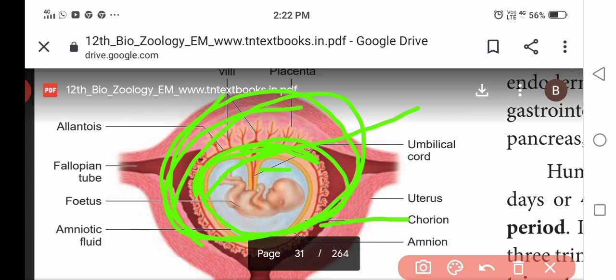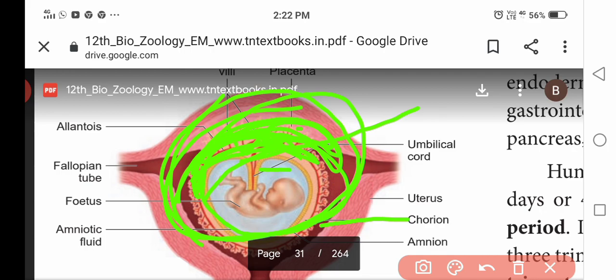Next is the trophoblast. The trophoblast has several finger-like projections called chorionic villi. The chorionic villi carry only fetal blood. It is separated from the maternal blood. Maternal blood means mother's blood, and fetal blood means the fetus's blood.